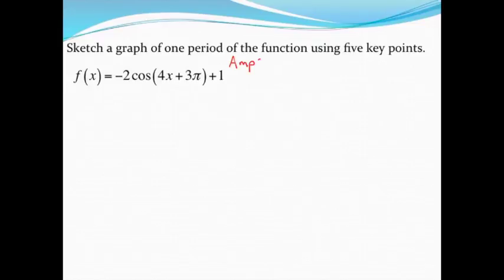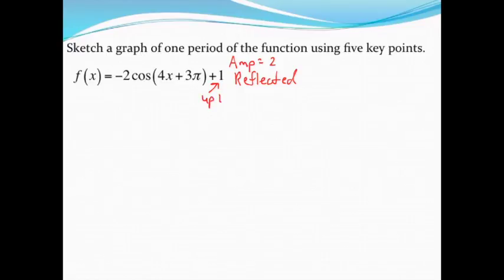I can see that the amplitude is going to be 2, that's my a value. Also, since that a value is negative, I'm noting that this graph has been reflected, so the cosine will be reflected of what we're normally used to seeing. I have this plus 1 at the end, so I know my midline is going to be shifted up 1.